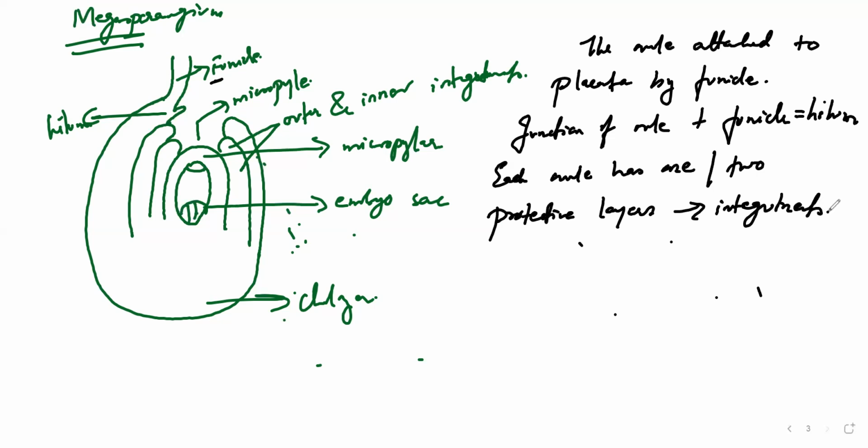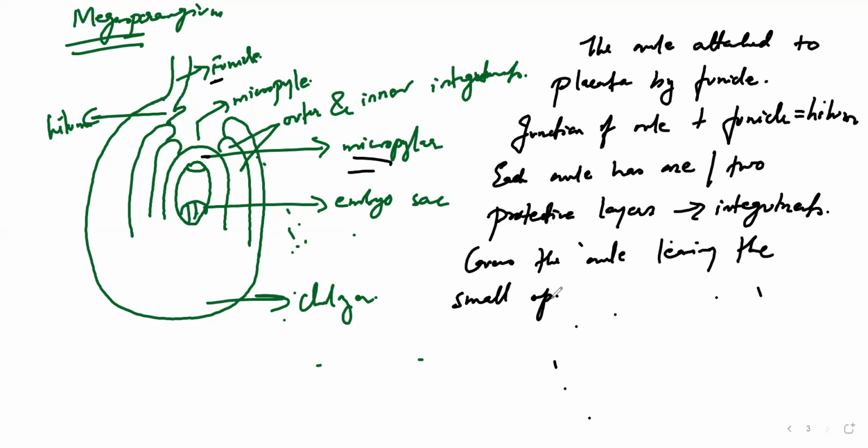Okay, so here everything will be covered, except one part which you can see over here, the small part, that is the micropyle. So the protective layers, the outer and inner integuments, will cover the entire thing except the small opening which is present over here, which is called what? Micropyle. Okay, so it covers the ovule, leaving the small opening, that is the micropyle.